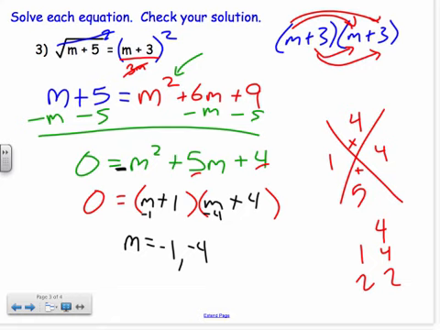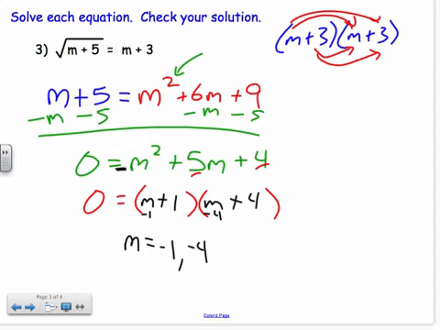Although I have one issue here. There's something in radical equations called extraneous solutions. Okay, and what that means is it's a solution that might not be right because I have this radical here. So what I have to do is I have to check to see if both negative 1 and negative 4 work up in my original equation.